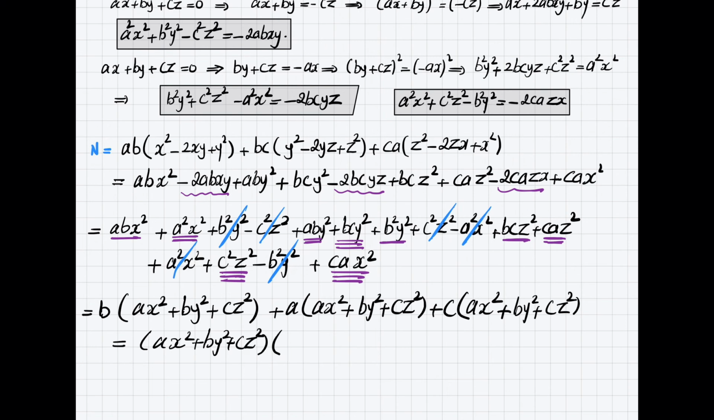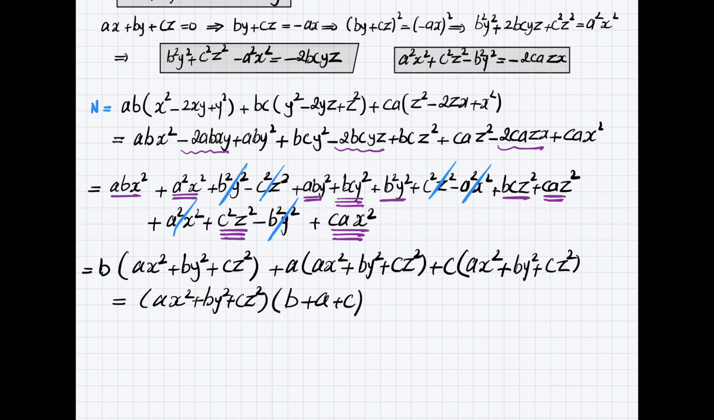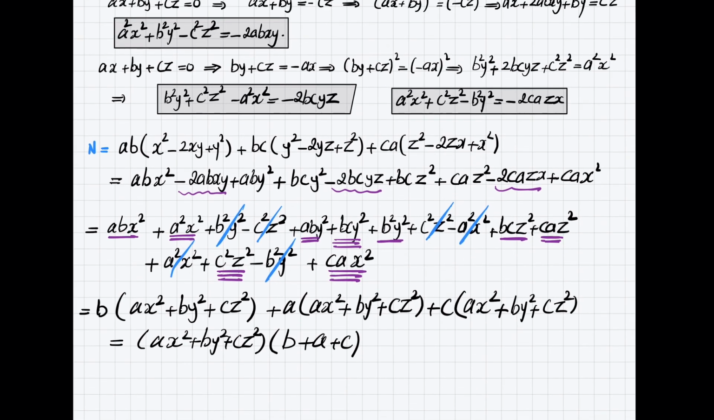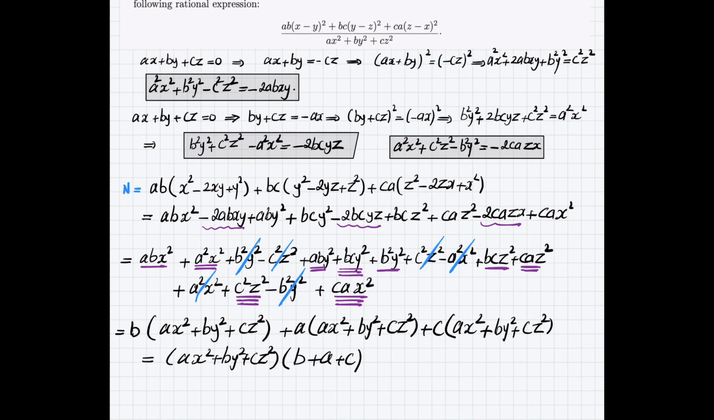Yes, and then what is left is b, a, and c. So this is my numerator. But this part itself is exactly the denominator. So if I divide my numerator by the expression which is in the denominator, then you see that this term and this term, these expressions are cancelled, so I am left with b plus a plus c.